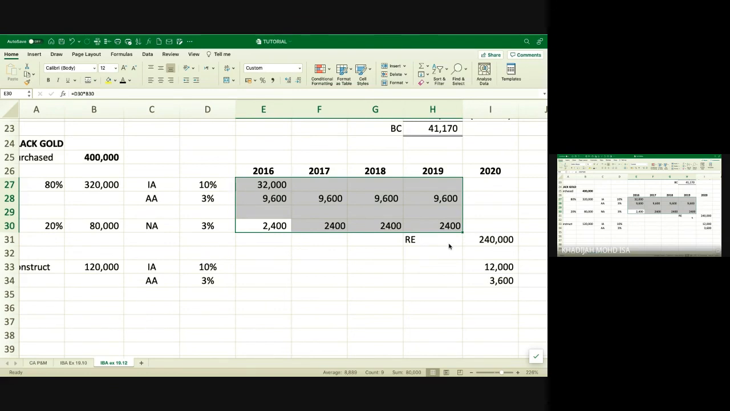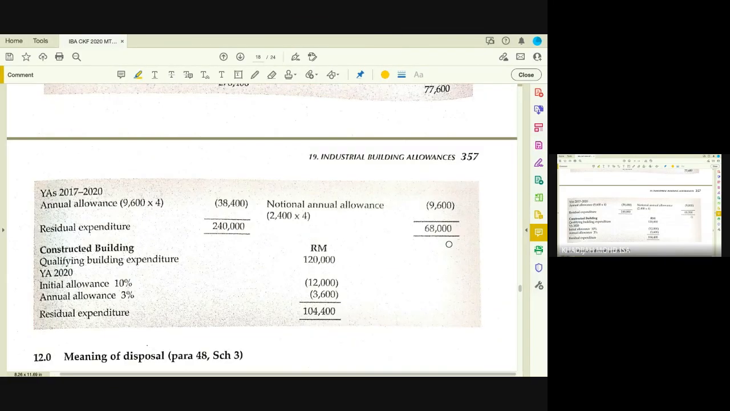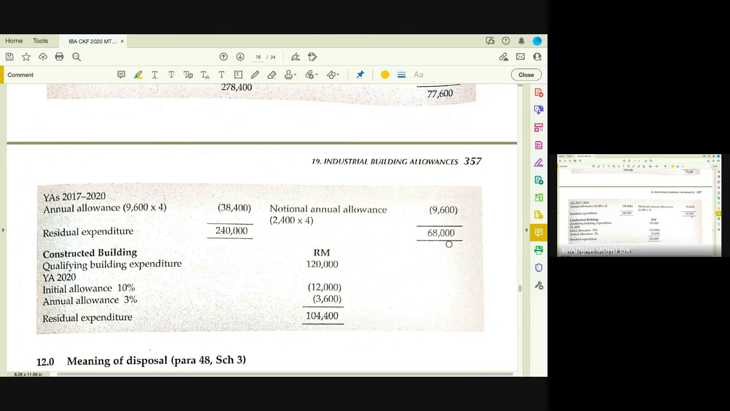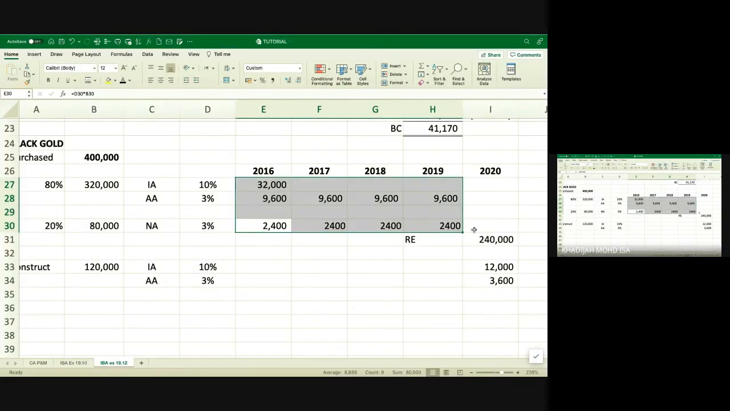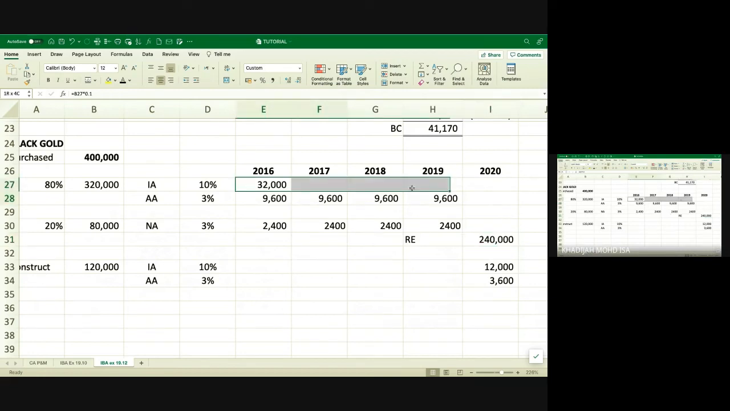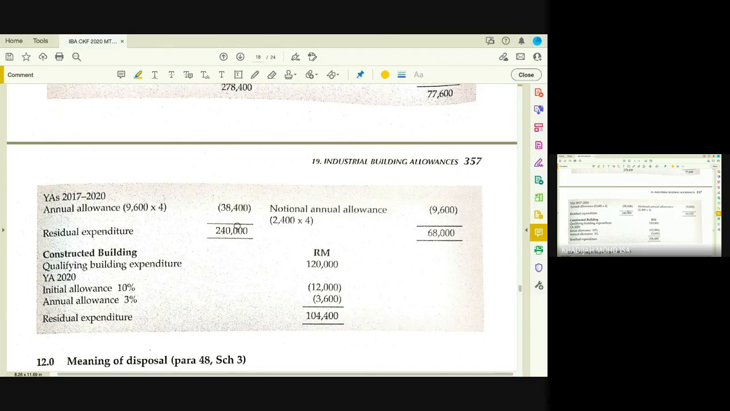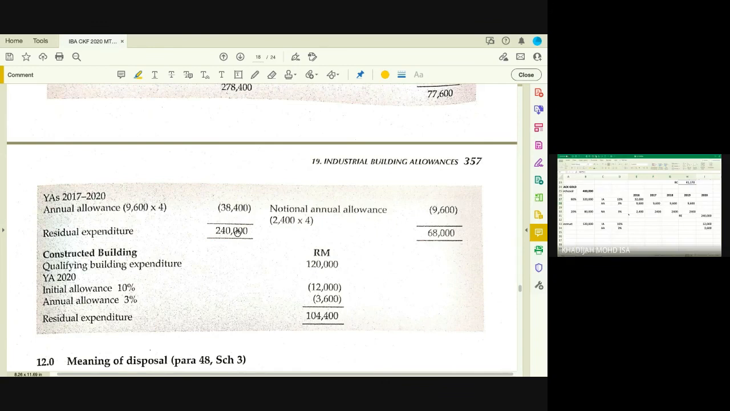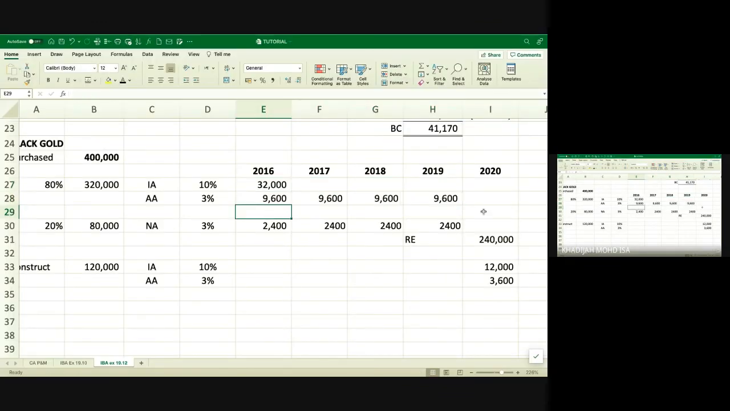If you look here, your notional allowance is 9,006. So the RE at the end is 240 plus 68. The 240 and the notional allowance of 68,000. Where is this 240? Oh, the RE, okay. It computes the RE here separately, and the RE here separately. So it computes RE one by one. Okay, I'll show you like this.